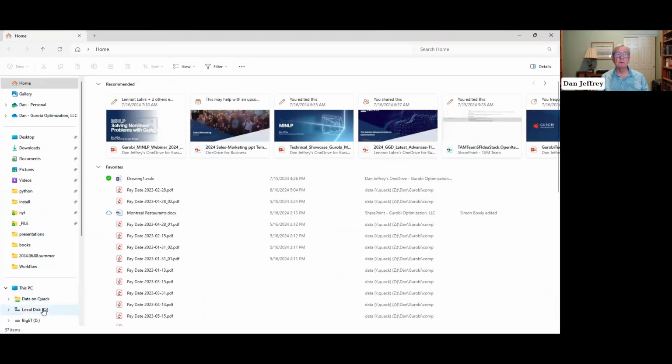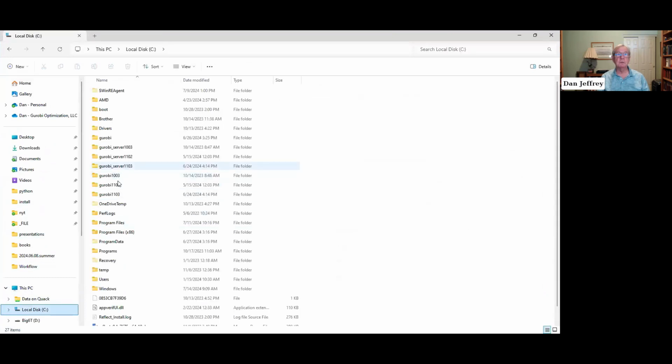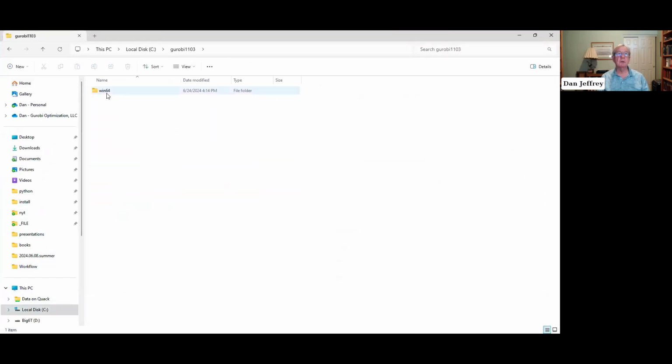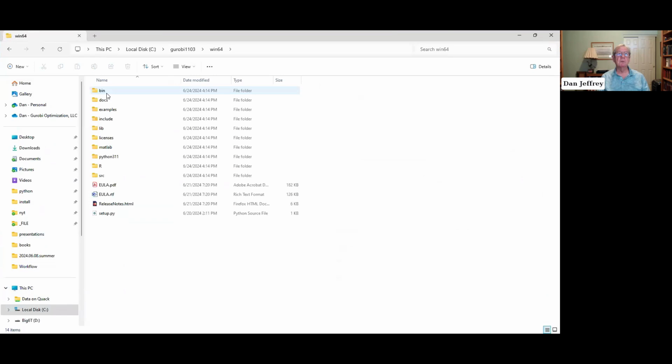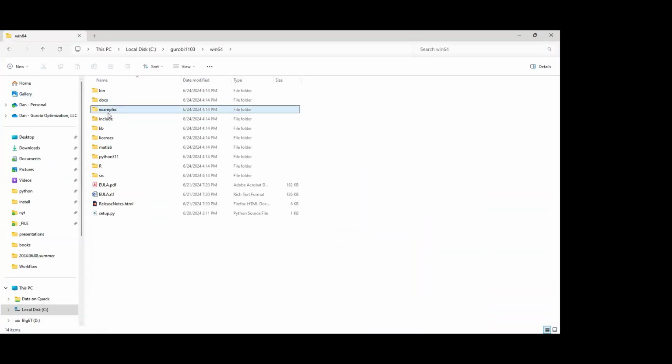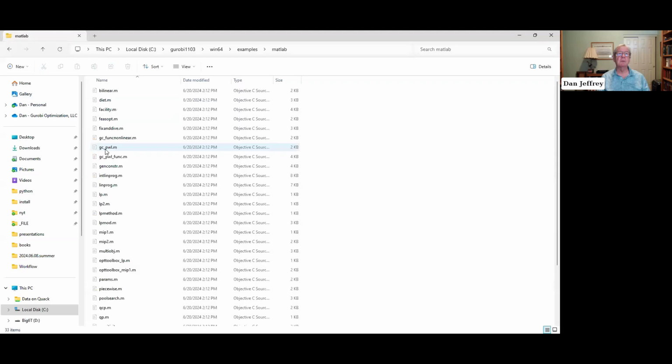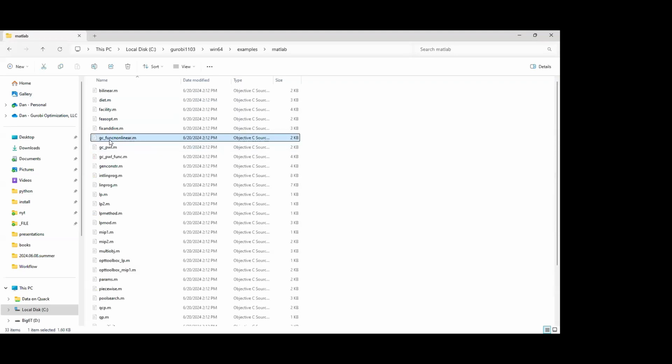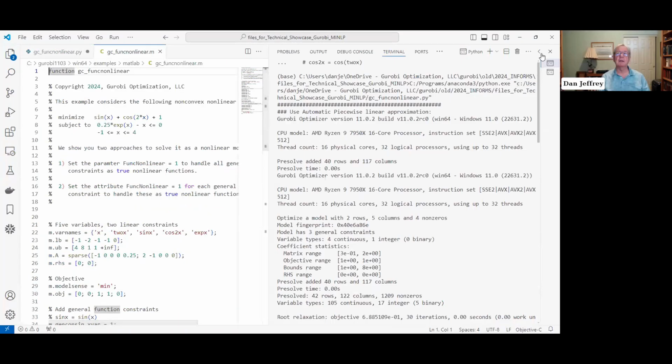If you go to your Gurobi installation, I'm going to mine and sharing it here on the screen. Can you see my screen? Yeah. Okay, good. Go to MATLAB. So under examples, there is a MATLAB folder. Then FuncNonlinear. And there it is right there, FuncNonlinear. So the answer is yes.